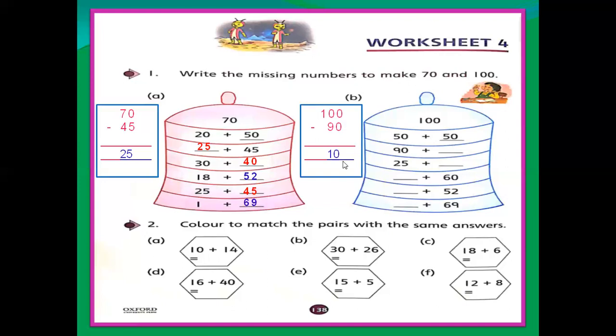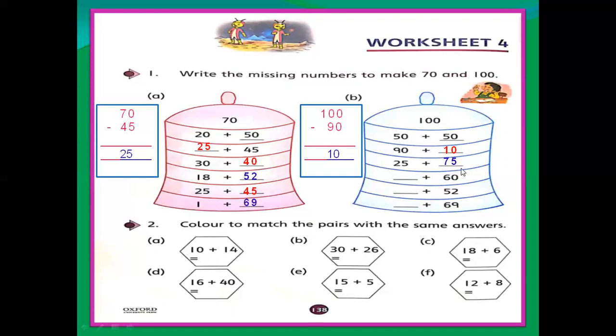0 minus 0, 0. 10 minus 9, 1. So what is the answer? 10. So we write here 10. So 90 plus 10, 100. Okay. Next, 25 plus dash. Again, 100 minus 25. When you do it, the answer will come 75. You will do it by this method, first in your notebook, and then write the answer. 25 plus dash, so what will you do? 100 minus 25. The answer will come 75 and you will write 75 here.